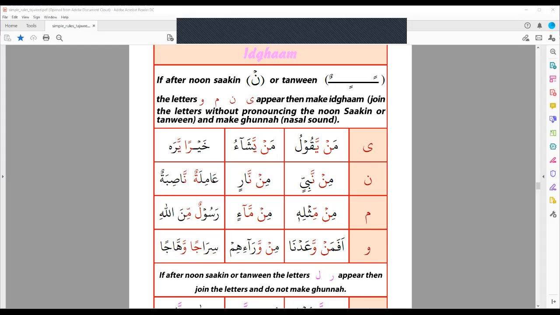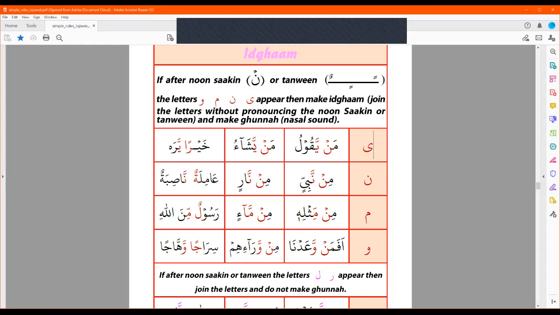So for example, ya. If you understand, then tell me what is the letter ya. I mean, if the letter ya is for ikhfa or izhar or idgham. You must know ya is for idgham. So there is a nun sakin, and after that the letter ya comes. So you need to make idgham ma'al gunna, idgham with gunna. For example, man yaqulu, man yaqulu. You see how after nun sakin ya comes.